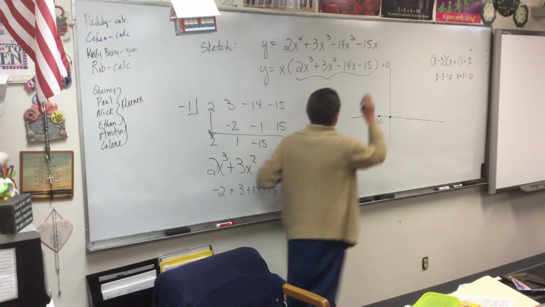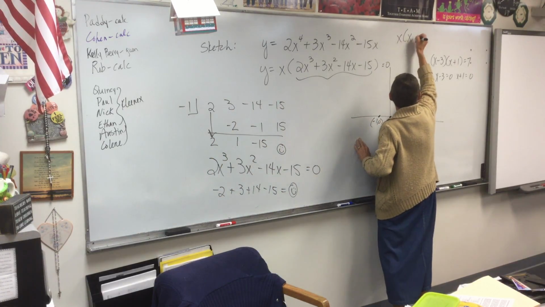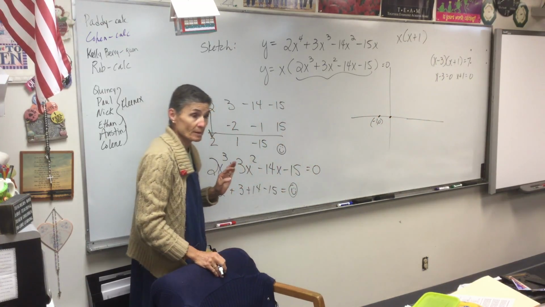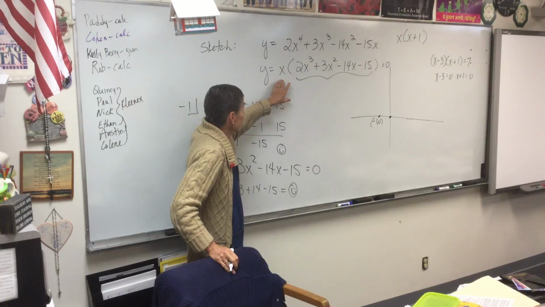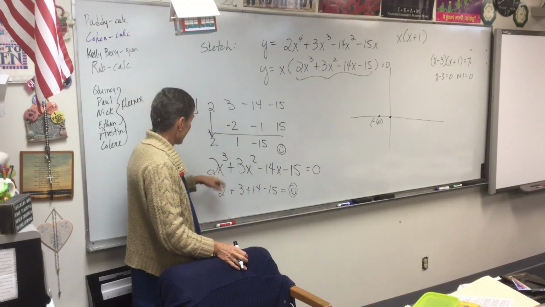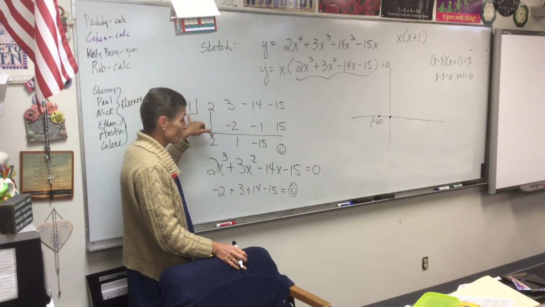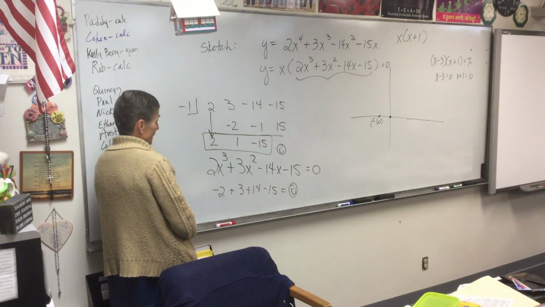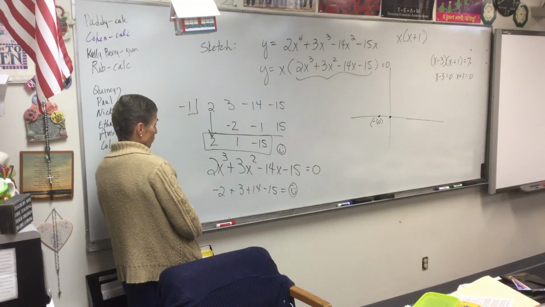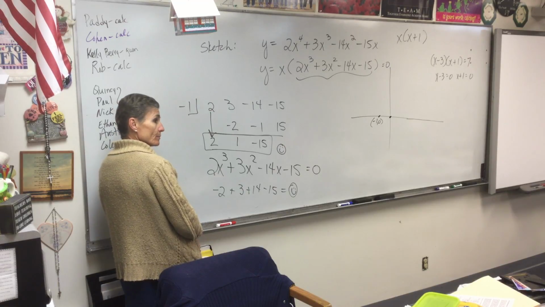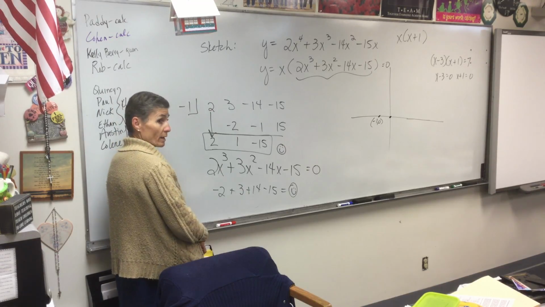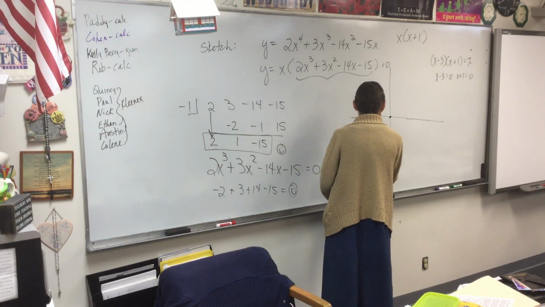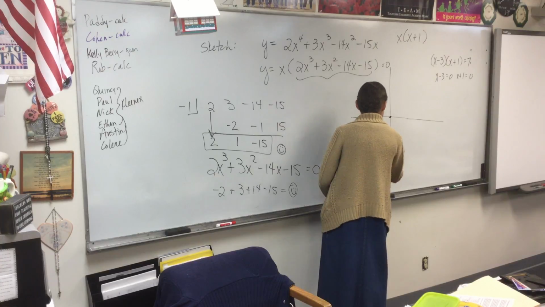Right? So I have a factor of x and I have a factor of x plus 1. So far, so good with everybody? The x is the one I factored out in the beginning, and then I guessed, and I got negative 1. Now, tell me about this. That leftover part of my division, what does that stand for? That becomes what equation? 2x squared plus x minus 15.